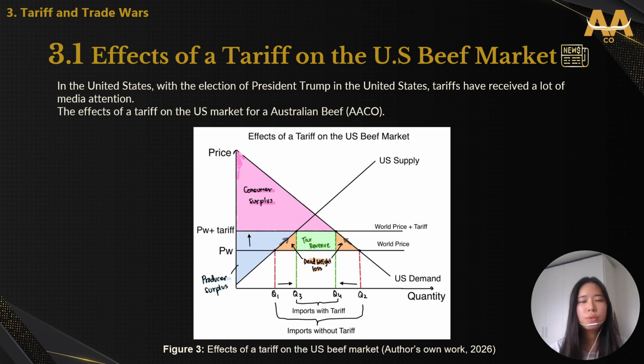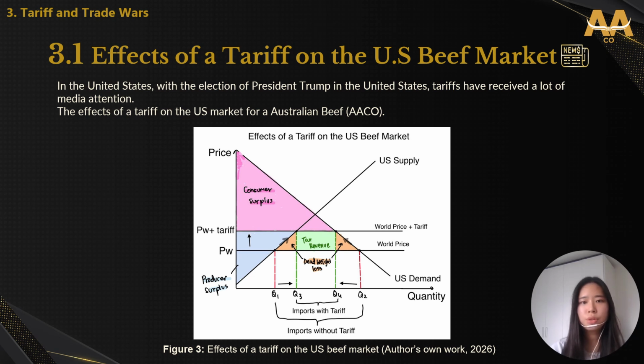Now, when Trump imposes a tariff on Australian beef, the effective price in the US market rises to BW plus the tariff. This has four effects. US domestic producers increase supplies from Q1 to Q3. They are not protected from cheaper competition. US consumers reduce their purchases from Q2 to Q4. They're paying more.